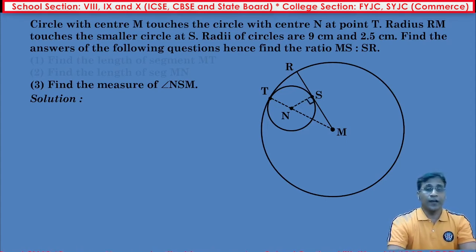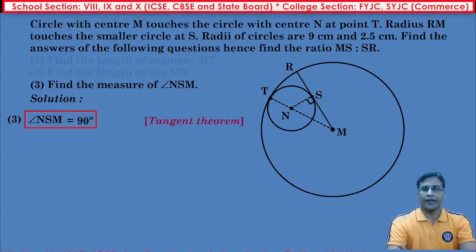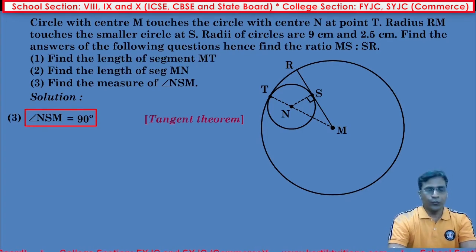Sir, how? Tangent theorem. Because NS is nothing else but the radius and RM is touching the circle at one point S, so angle NSM becomes 90 degrees. That is the tangent theorem. Now let's move to the fourth part.